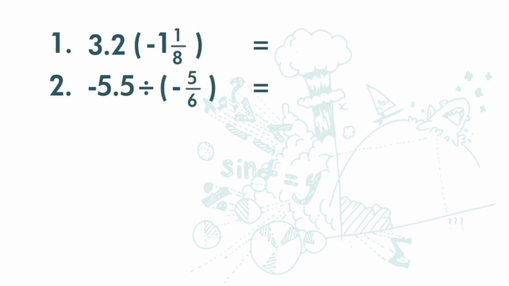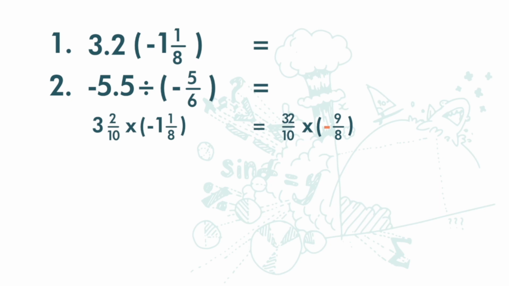3.2 times -1 and 1 over 8. It's easier in this case to convert 3.2 to fraction. So we have 3 and 2 over 10 times 1 and 1 over 8. We are going to convert them all to improper fractions. 3 times 10 is 30, plus 2 we get 32. 1 times 8 is 8, plus 1 we get 9. Don't forget that it's a negative number.